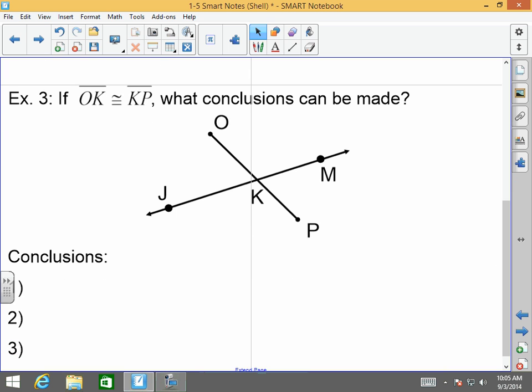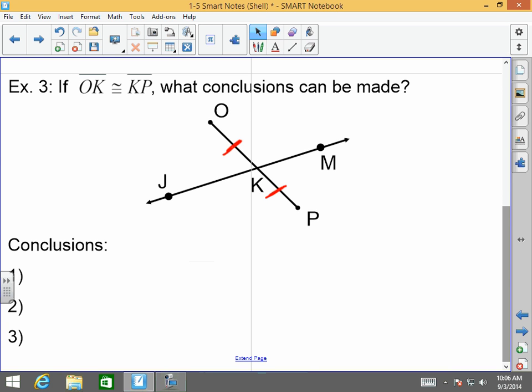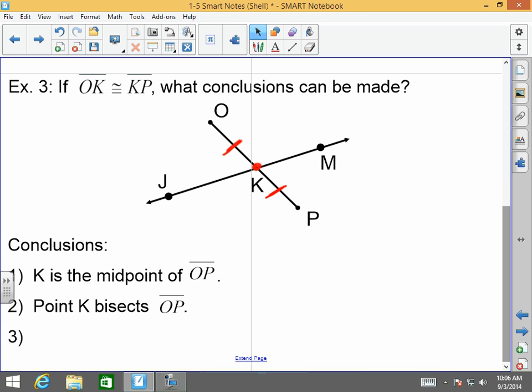And then in the third example, we have that OK is congruent to KP. Label, label, label. OK is congruent to KP. So if I think about the conclusions that can be made here, we can say that K is the midpoint of OP. Okay? We can also say that K bisects OP. And last but not least, since line JM goes through point K, I can say that JM also is a bisector of OP. All right, guys?